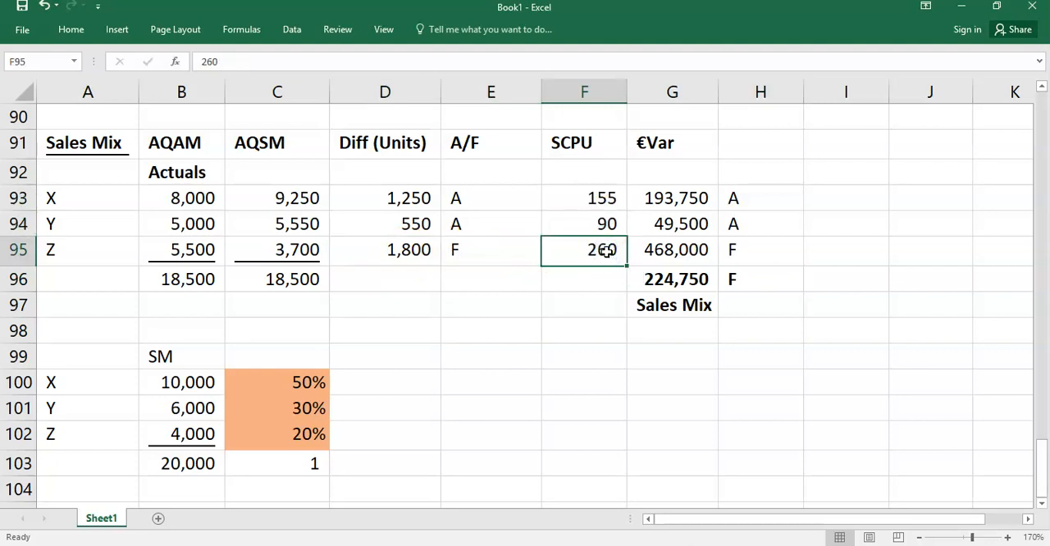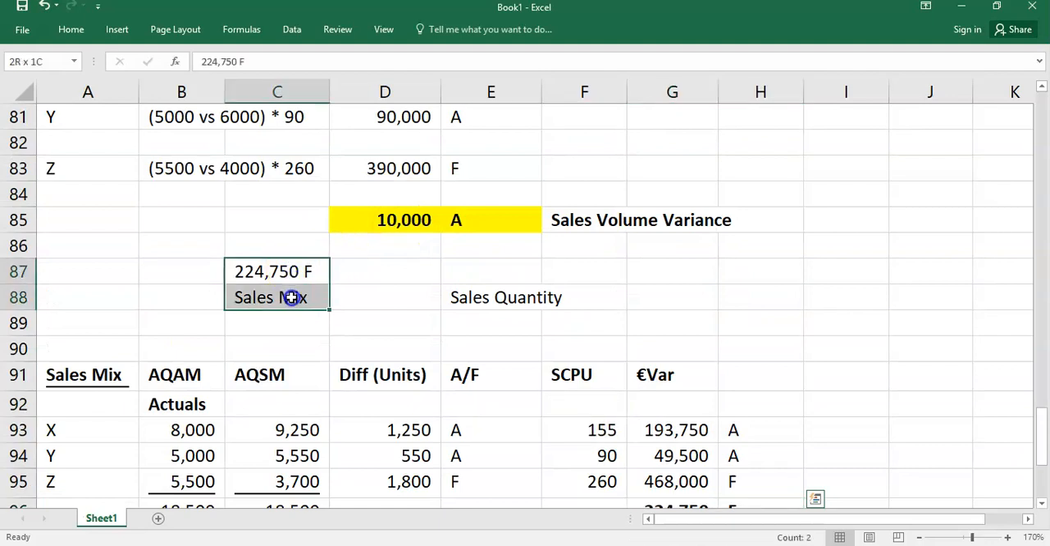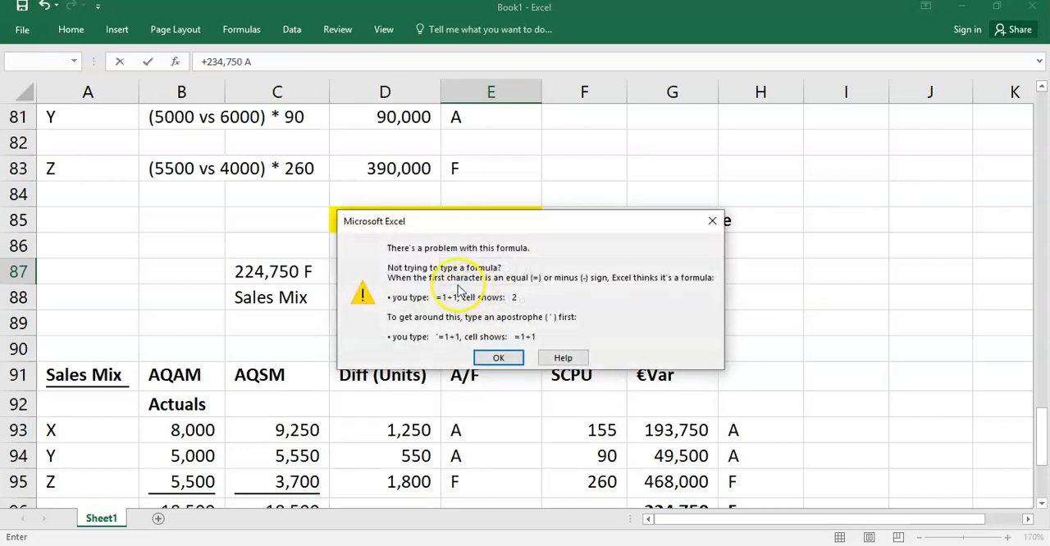So what you're doing is substituting out X and Y, which are the least profitable, and bringing more of the most profitable into the sales mix. So that's why it's significantly positive. So we know our sales mix is 224,750 favorable. We can actually back into our sales quantity, which must be 234,750 adverse.